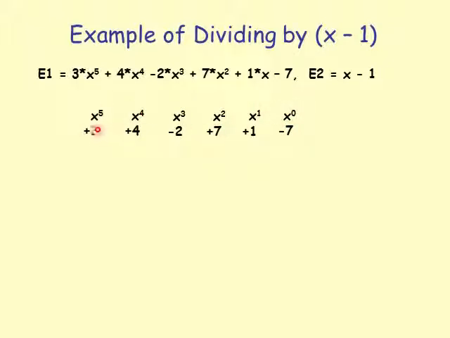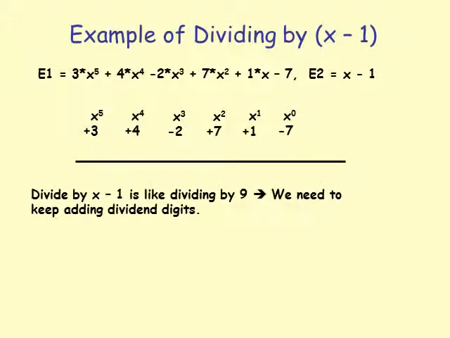Dividend is 3x to the 5th power plus 4x to the 4th power minus 2x cubed plus 7x squared plus 1x minus 7. Let's continue here. Okay, and we're dividing by x minus 1, which is like dividing by 9.